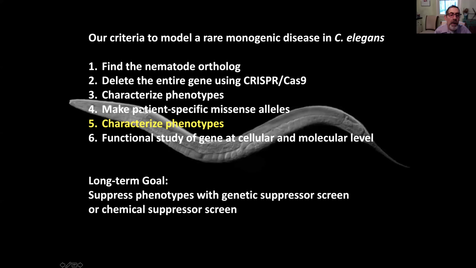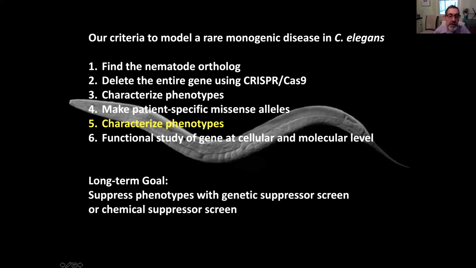We then go along and make patient-specific missense alleles, for which in every case that we've looked at, we can find at least a few amino acids that are absolutely conserved, and therefore making patient-specific alleles isn't difficult. And then we characterize those patient-specific alleles. And I have this highlighted because that's often the biggest challenge. For obvious phenotypes, not a big deal, but for some things, it's subtle, and then we might have to run numerous assays to figure out what's actually wrong with these animals.